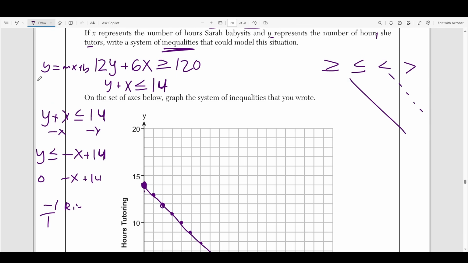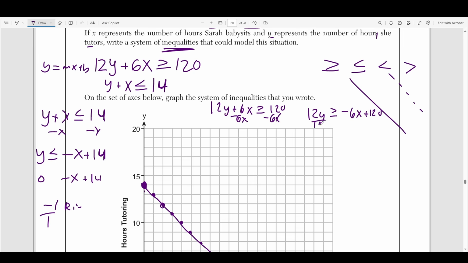Okay, now we have to move on to this graph over here, and it becomes a little bit more tricky. So here I have 12y plus 6x is greater than or equal to 120. Again, I want 12y on its own, so I can subtract 6x from both sides, and I get that 12y has to be greater than or equal to negative 6x plus 120.